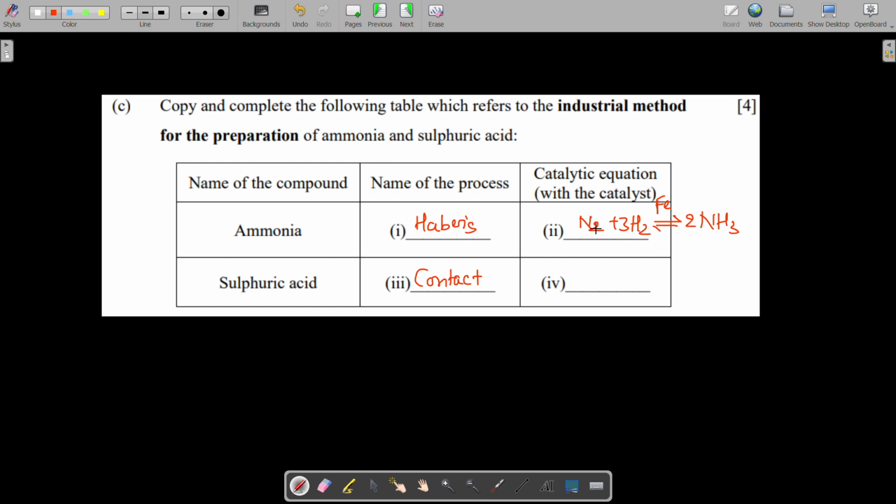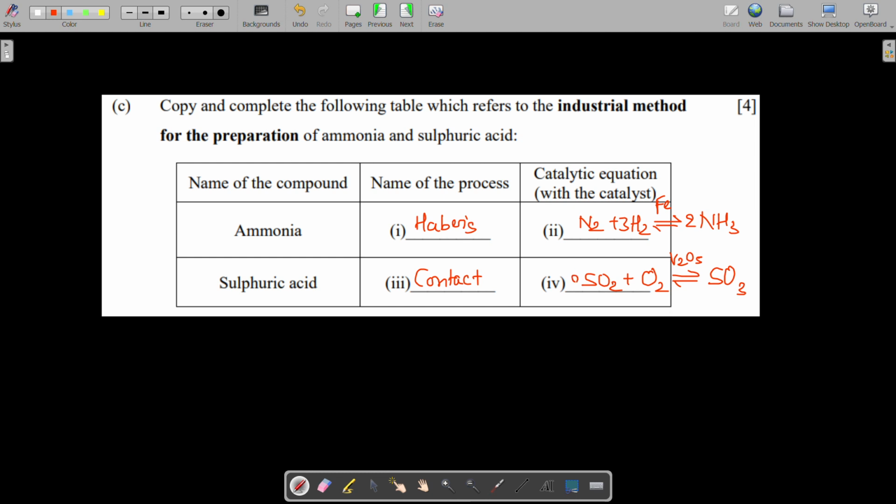Sulfuric acid, since they only ask with the catalyst, I am just mentioning the catalyst. Sulfuric acid, contact process. In this catalytic equation is the step where you are oxidizing SO2 into SO3. This is also reversible. And in contact process, what we are using as catalyst? V2O5, vanadium pentoxide, or you can also use platinum.